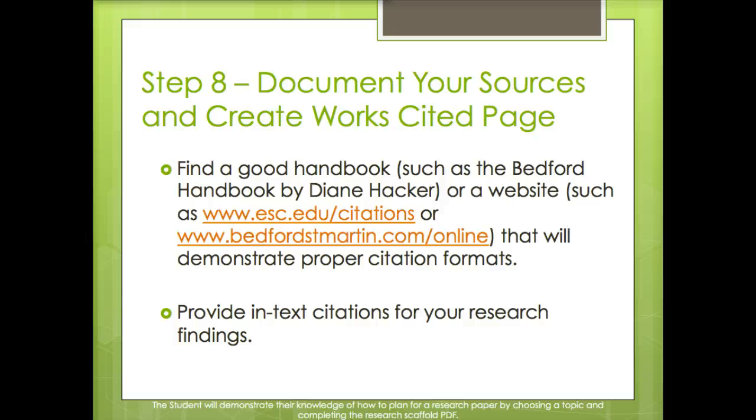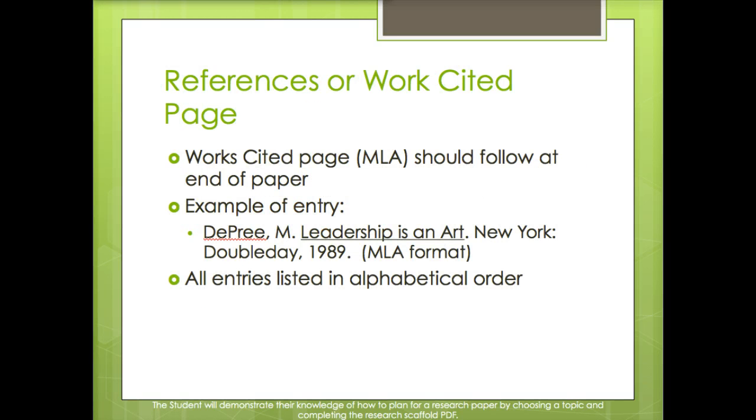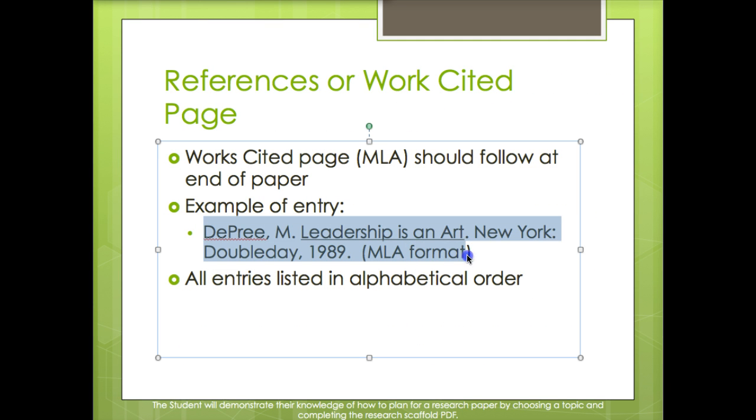So that we have one page at the end. Sometimes it's been called a bibliography, but we make sure we know all the sources you used, and you need at least 4. This was an example right here of what it would look like on the works cited page. Okay? And always the entries are listed in alphabetical order.